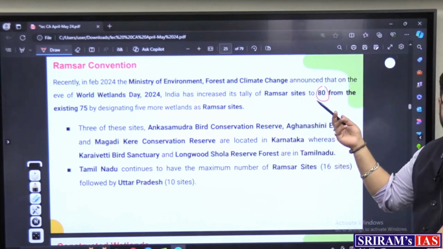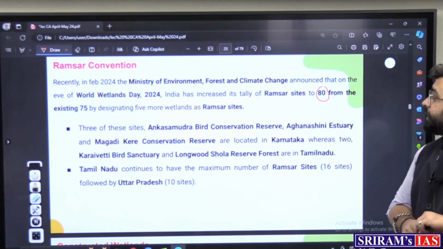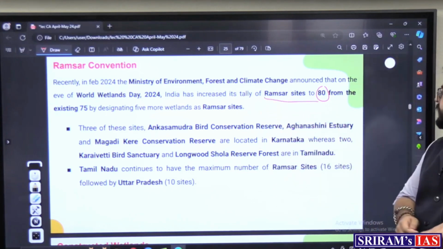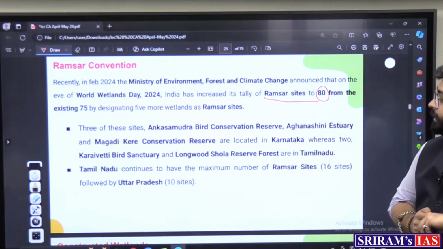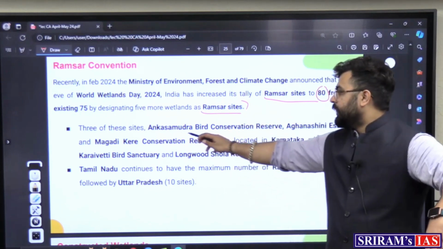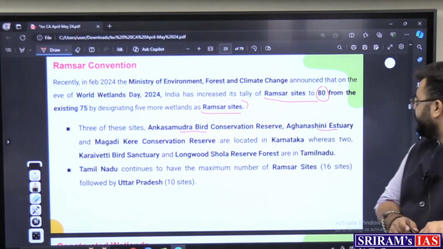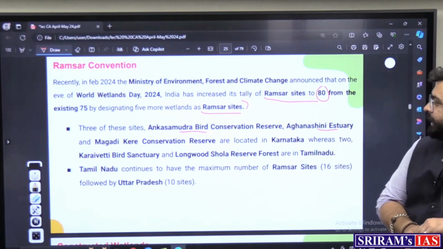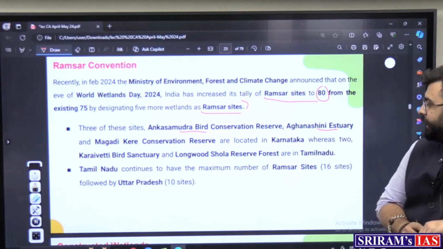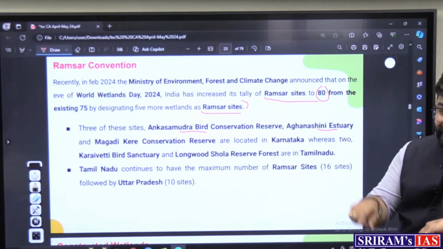February में World Wetland Day के around ही ये add करा था. So in February 2024, the Ministry of Environment, Forest and Climate Change announced on the eve of World Wetland Day that India has increased its tally of Ramsar sites from 75 to 80, designating 5 more wetland sites. These 5 are Ankasamudra Bird Conservation Reserve, Aghanashini Estuary and Magadi Kere Conservation Reserve. All 3 are in Karnataka. Then Karaivetti Bird Sanctuary and Longwood Shola Reserve Forest in Tamil Nadu. So 2 in Tamil Nadu and 3 in Karnataka were added this year.